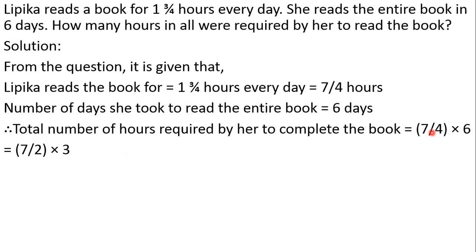Children, you can see here 4 and 6 get cancelled out by the table of 2. In the table of 2, 4 goes 2 times and 6 goes 3 times. Now nothing gets cancelled, so we'll multiply the numerators. 7 multiplied by 3, 21. Denominators, 2 multiplied by 1, 2. 21 by 2 is an improper fraction. We have already discussed that whenever there is an improper fraction in the solution, we'll convert it into a mixed fraction. So 21 divided by 2 would be 10 1/2 hours.